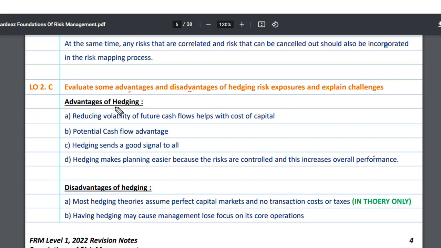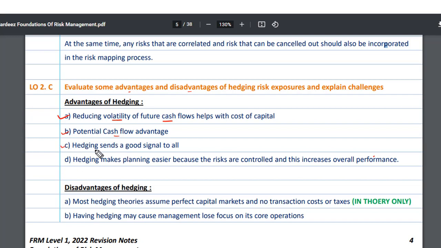So let's talk about the advantages of hedging first. The very first advantage is that it reduces the volatility of the future cash flows. If I'm using hedging, I have reduced the potential volatility of the future cash flows, and this is a great advantage. Secondly, we have a potential cash flow advantage as well. If I get into a hedging program, there is a chance that I may win in that particular contract. Hedging is my basic motive, but there's also some profit that can be earned out of hedging as well.